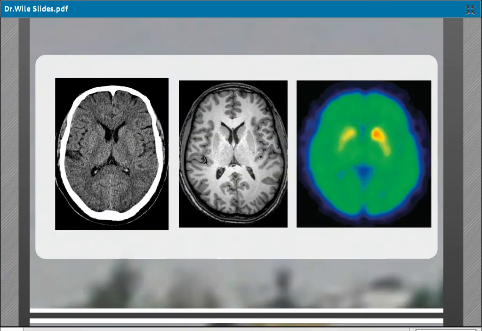The brain imaging studies we do are usually not helpful for Parkinson's. We expect them to be normal, in fact. This is what they look like. A CT scan is shown on the left here, an MRI scan in the middle, and this is an example of a research tool called a PET scan that labels dopamine in the brain and shows you what that looks like. So the basal ganglia is this dark stuff, if you can see my hand there, in the middle of the brain.